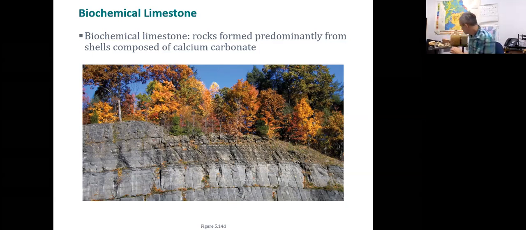And here's my acid. And if we take a look at this sample here, I'm going to try not to.